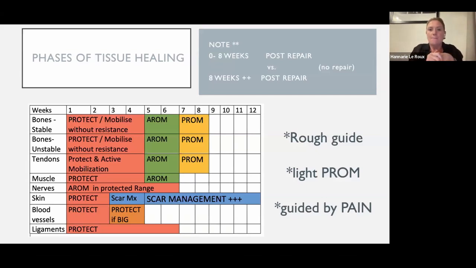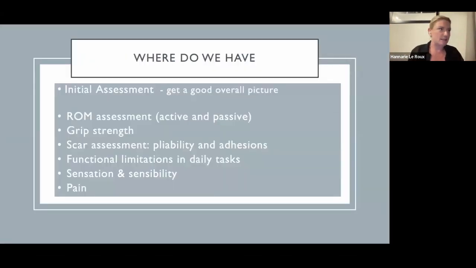Note that if you are before 8 weeks post repair, so 0 to 8, you have certain restrictions. After 8 weeks, it's not much you can do wrong. The patient's probably so scarred down that he's got intrinsic splinting from that adhesion. So you're probably not going to do anything wrong.